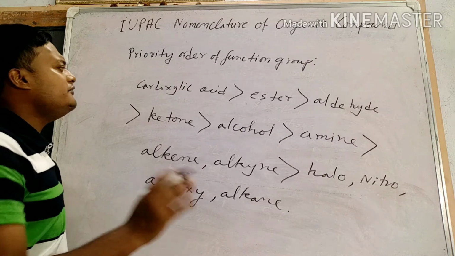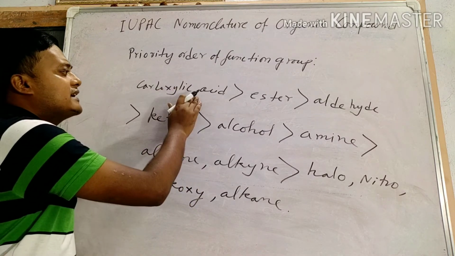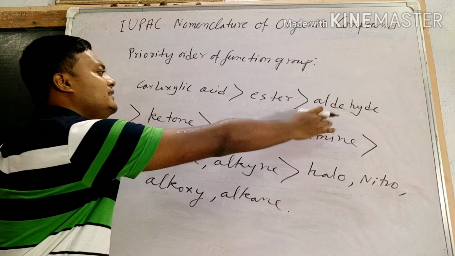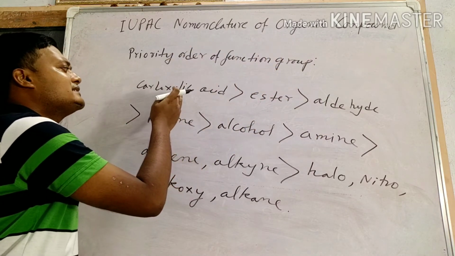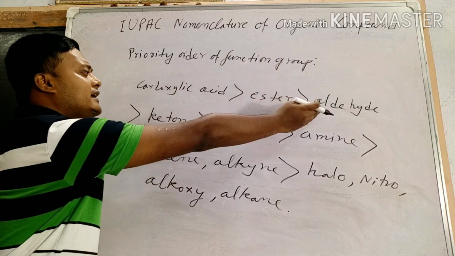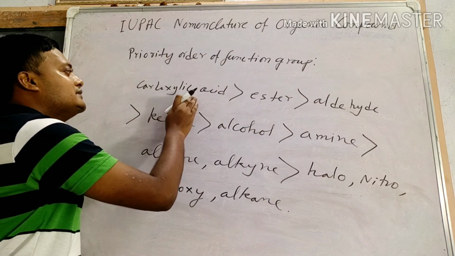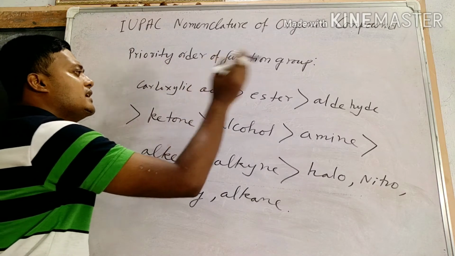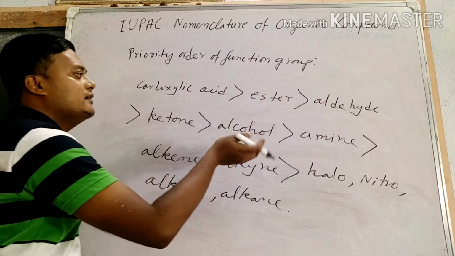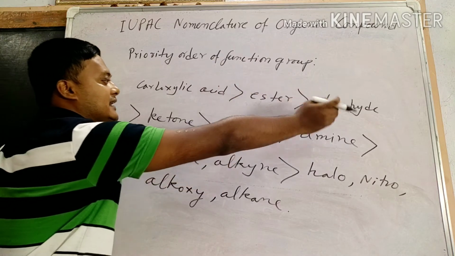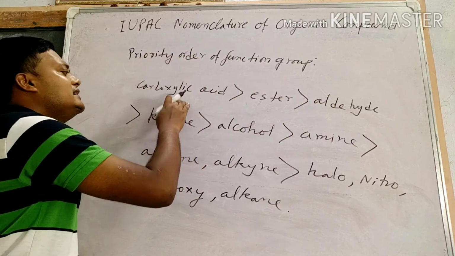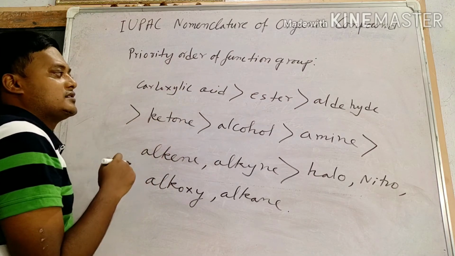That means if in a compound a carboxylic acid is present and an aldehyde group is also present, then the carboxylic acid has higher priority compared to the aldehyde. So carboxylic acid becomes the suffix and aldehyde becomes the prefix. That means aldehyde acts as a branching and carboxylic acid acts as the main functional group.